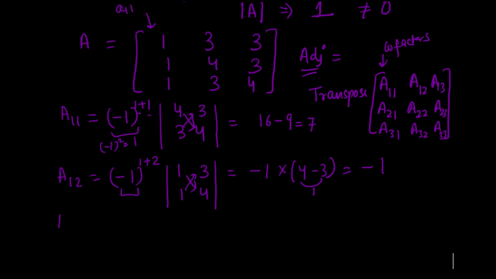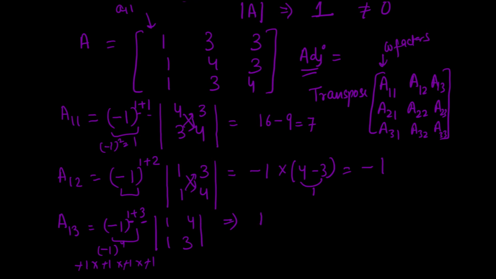Let's find A13. So again it's minus 1 to the power 1 plus 3, and then all the elements other than first row and third column. So first row and third column leaves 1, 4, 1, 3. And therefore this is minus 1 to the power 4, which means minus 1 is multiplied 4 times and the negative sign gets cancelled. So it's 1, and then times 1 times 3, so it will be 3 minus 4. And if you subtract 3 from 4, it's 1, and the largest number is 4, so it is negative 1.